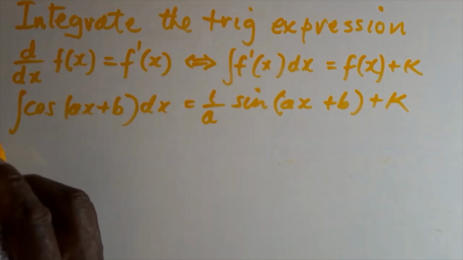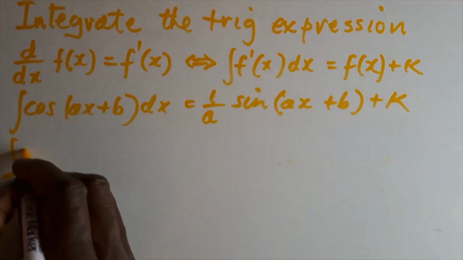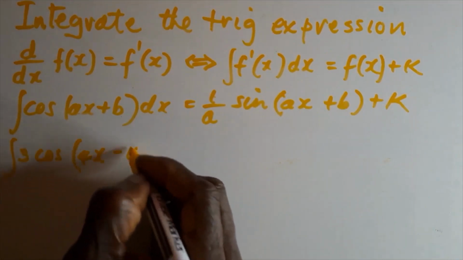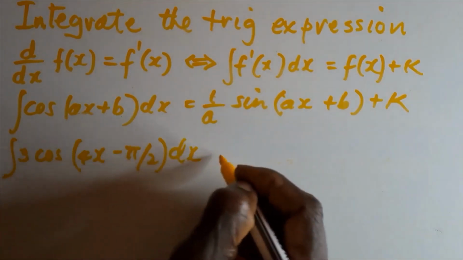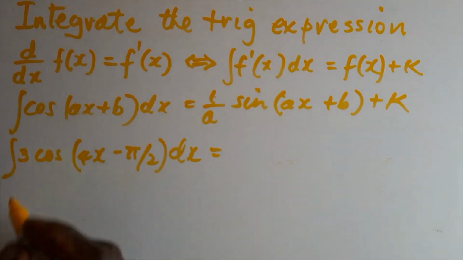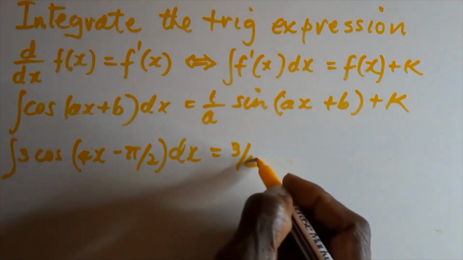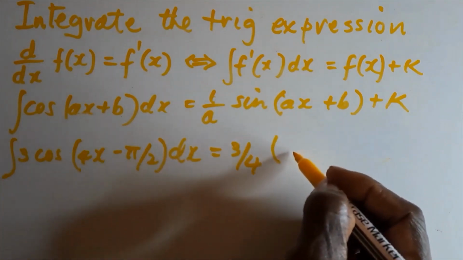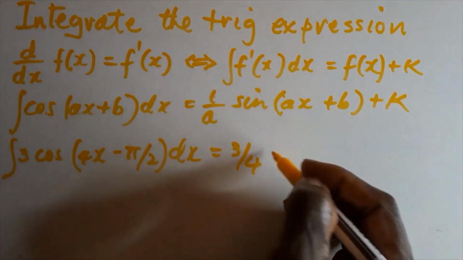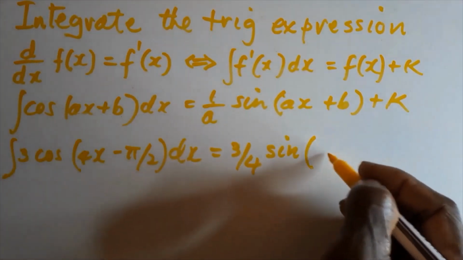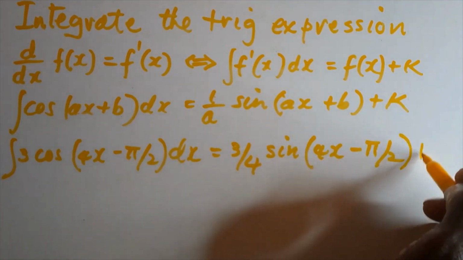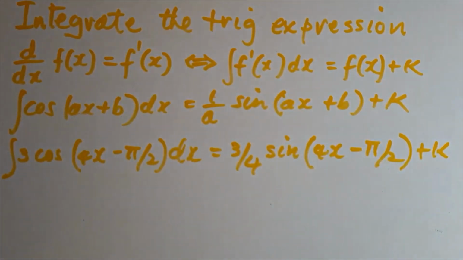Our first problem is the integral of 3 cosine 4x minus pi over 2 dx. Well, a is 4, the coefficient of x, and we have a factor here of 3, so that gives us 3 over 4 brackets. We have sine first. Sine brackets 4x minus pi over 2 and a constant of integration.